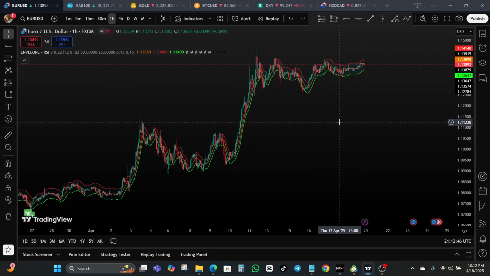Now, most traders know the classic RSI, right? It's a momentum oscillator that shows whether an asset is overbought or oversold, right? But what happens when you combine RSI with volatility envelopes? You get a smarter, more adaptive version of RSI that helps you read the market with way more precision.